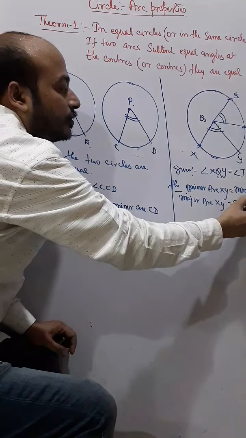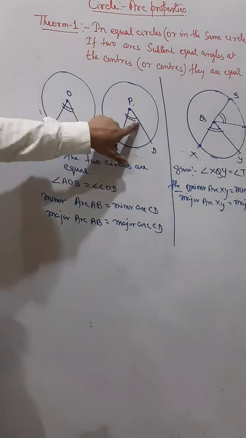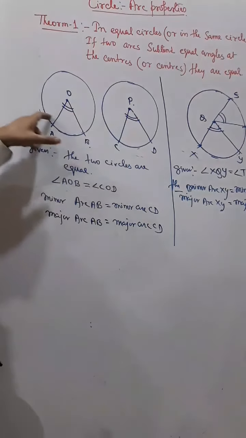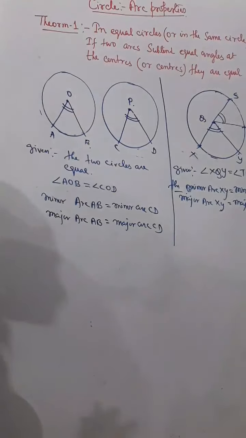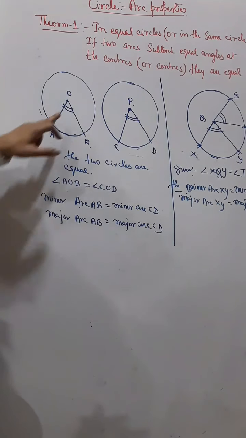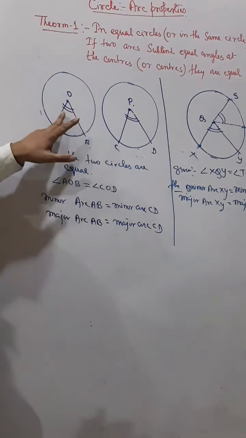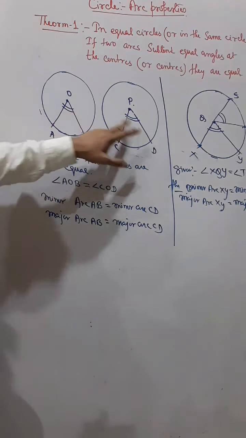So the final conclusion is, if the angles at the centers are equal, then the arcs are also equal. So in simple language you can remember like this: if the angles subtended by the arcs are equal, then those arcs, the lengths of those arcs, are also equal. Understand?